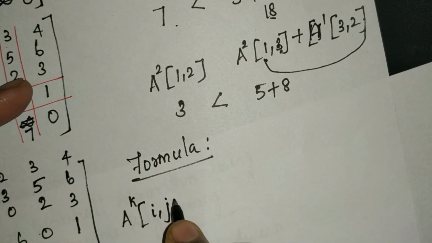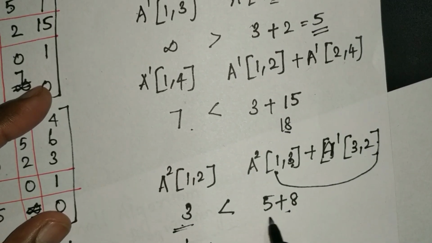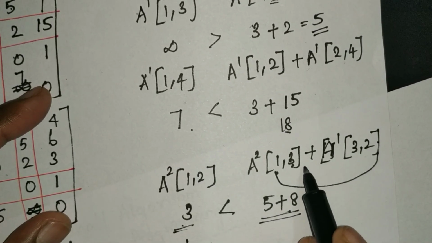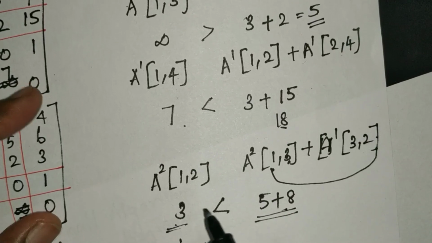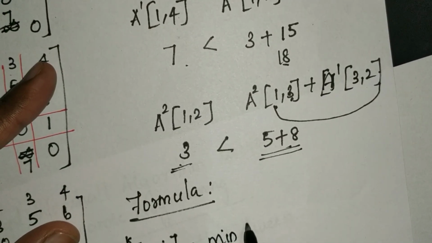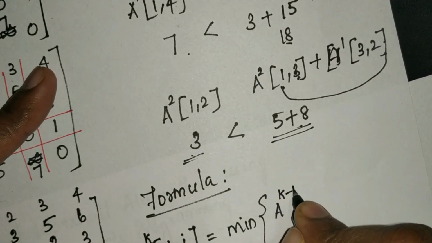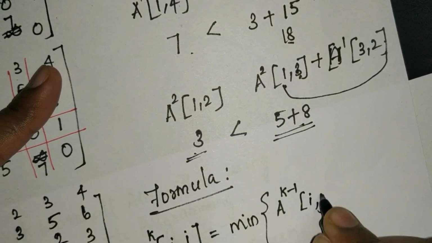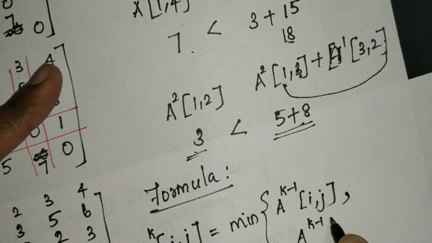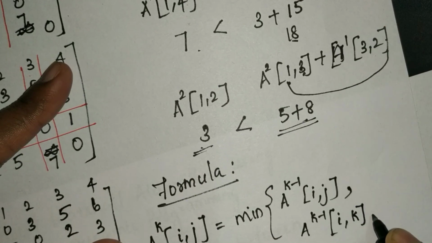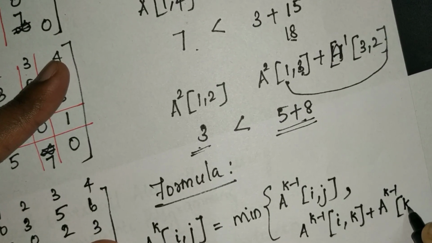Ak of i,j is equal to the minimum of two values: either going through the direct edge or going through the intermediate vertex, taken from the previous matrix. So Ak of i,j equals the minimum of A(k-1) of i,j, comma, A(k-1) of i,k plus A(k-1) of k,j.